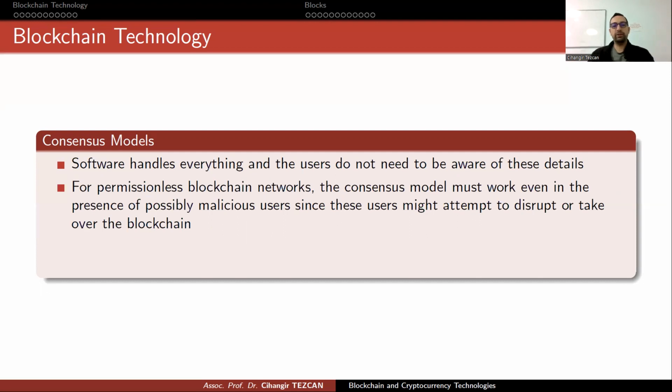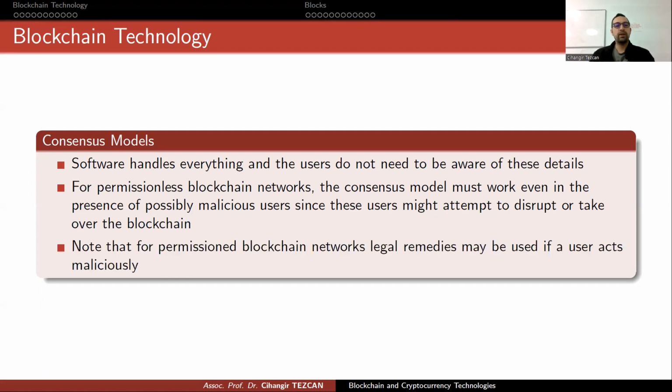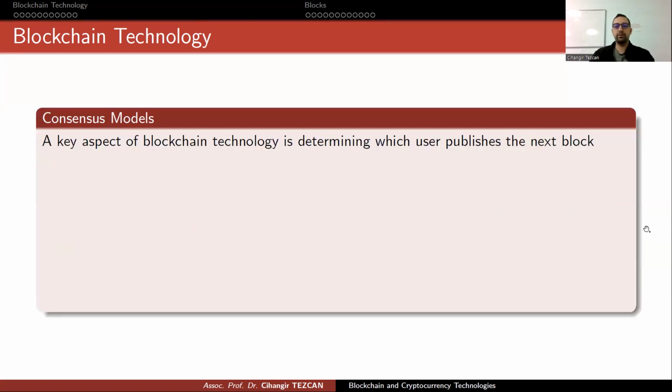For permissionless blockchain networks, the consensus model must work even in the presence of possibly malicious users, since these users might attempt to disrupt or take over the blockchain. Note that for permissioned blockchain networks, legal remedies may be used if a user acts maliciously, because you give the permission to some people, so you know their identities. So if they behave in a bad way, maybe you can take some legal actions. This is why consensus models are somewhat different in permissioned and permissionless blockchains.